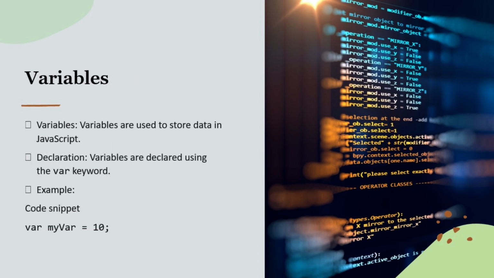Variables. Let's start with variables. Variables are used to store data in JavaScript. They are declared using the var keyword. For example, in this example, we declared a variable called myVar and assigned it a value of 10. Variables are incredibly useful when you need to store and manipulate data in your JavaScript code.